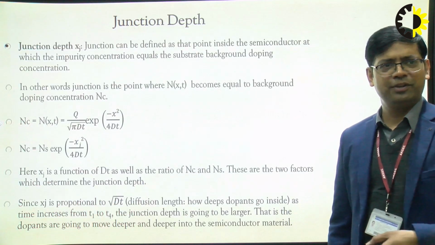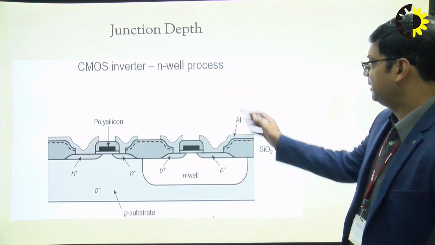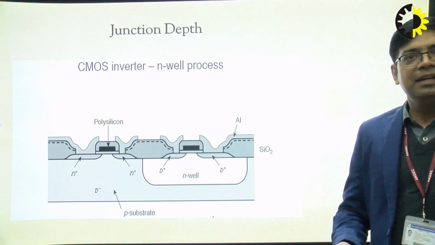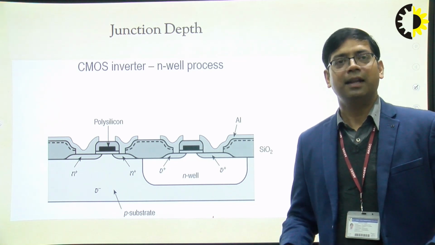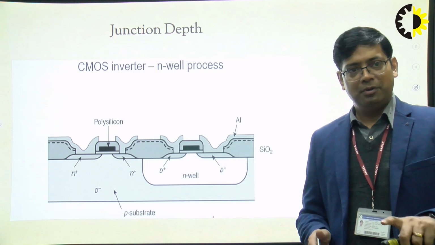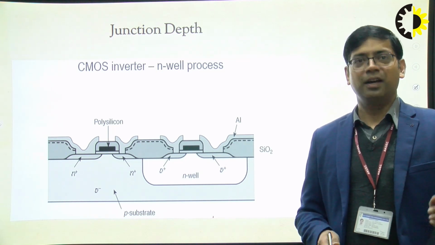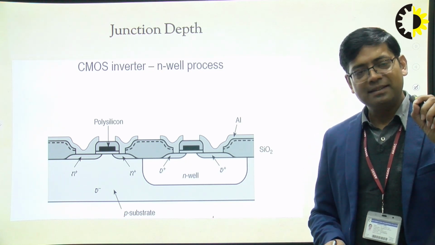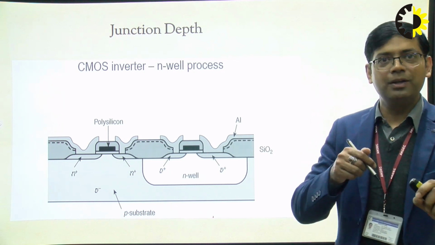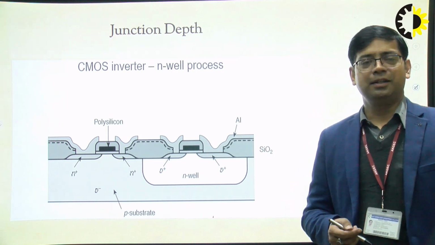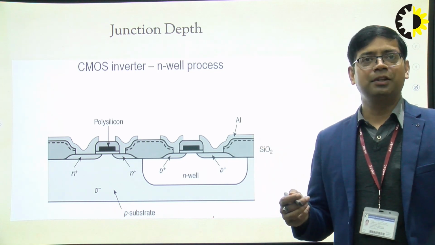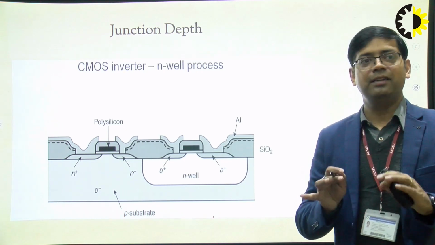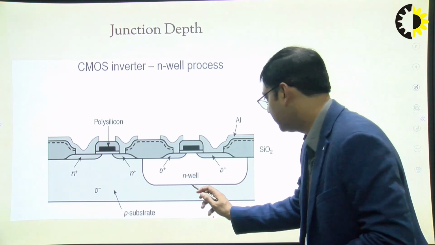This can be understood with the help of an example here. This is an example of a CMOS inverter. Here we can see that if we have a P-type substrate and we have to create an N-well, then in the background we have a P-type doping already in the wafer, so that is the background concentration. And when we are doing N-type doping to create the N-well, at a certain point the P-type dopants and N-type dopants will cancel out each other's effect and become neutral. That point is known as the junction. Here we can see this is our junction.